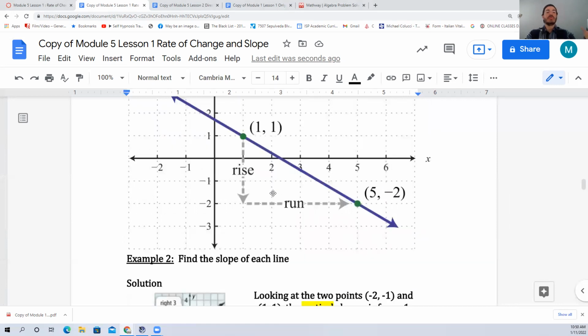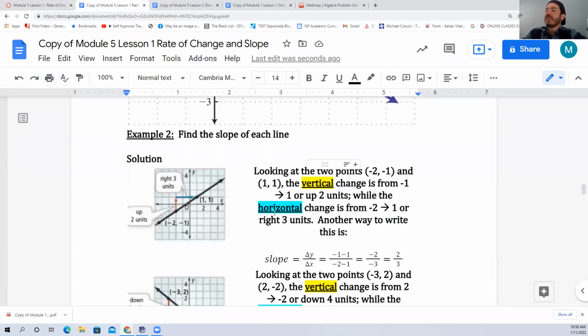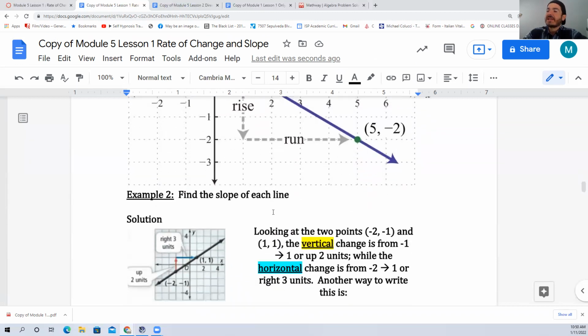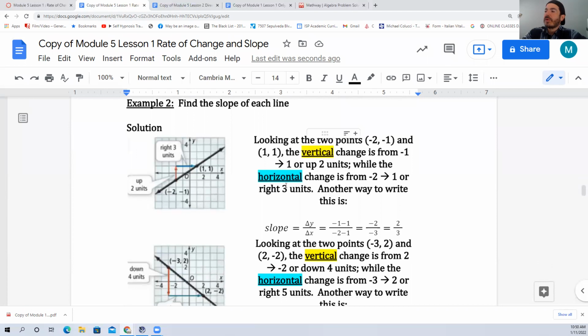Okay, so now we're going to decontextualize this and look at it with pure mathematics. We're going to find the slope of each line. Remember, slope and rate of change, what we've been discussing, are exactly the same thing. So looking at the 2 points, -2 and 1, let me pull up my handy dandy pointer thingy so I could do this for you. There's my -2, 1 right there, and 1, 1, there's my 1, 1 right there.